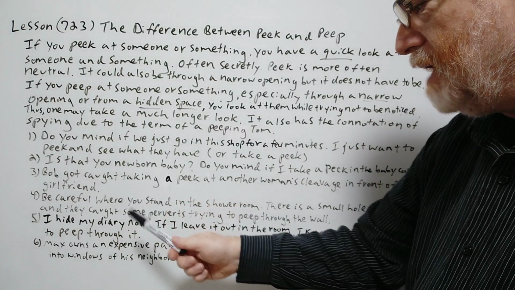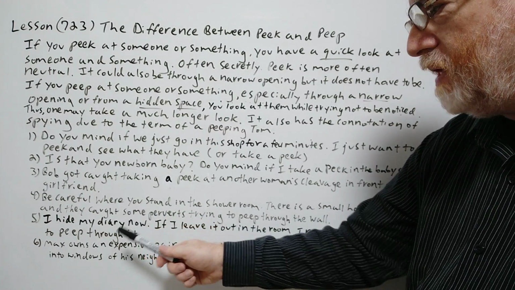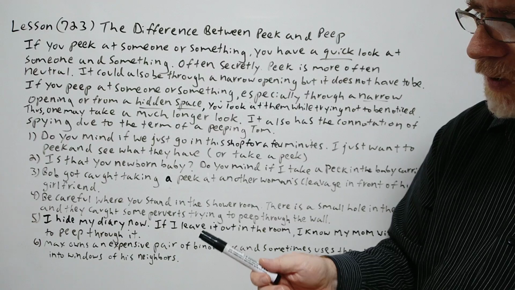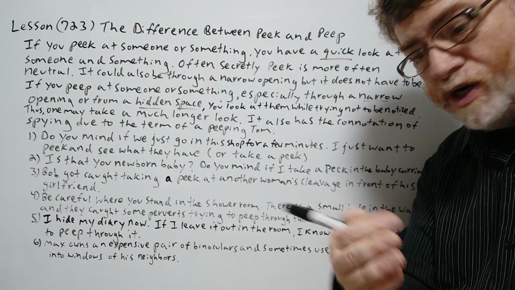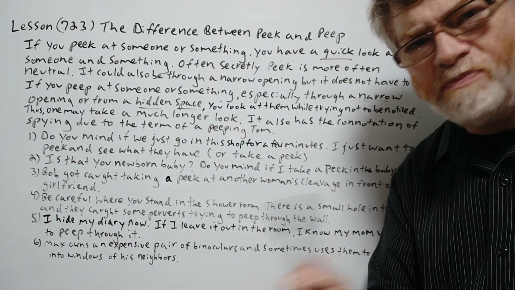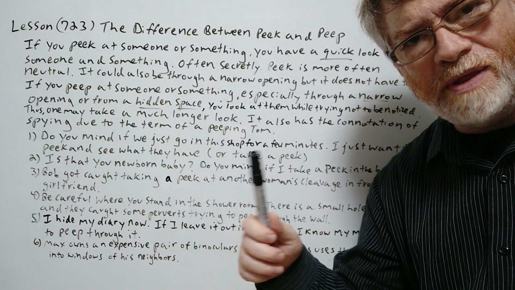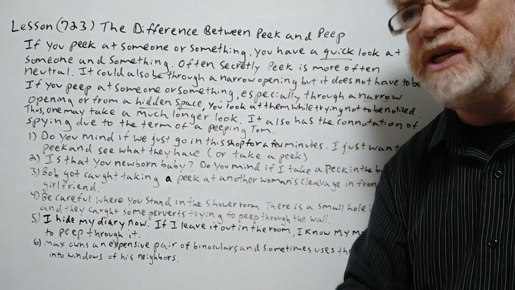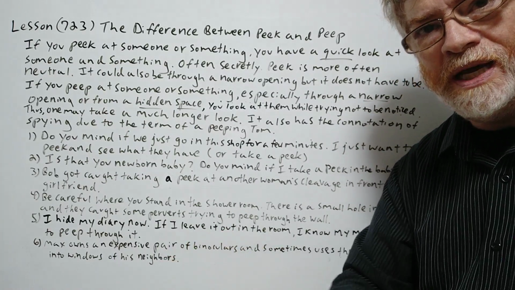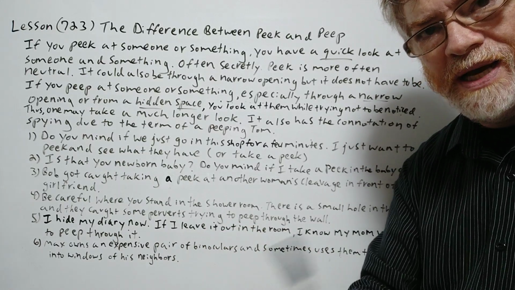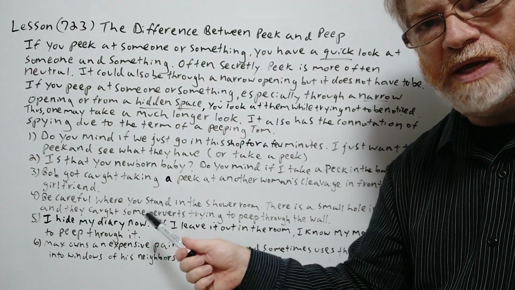Number 5: I hide my diary now. If I leave it out in the room, I know my mom will try to peep through it. There could be crossover here, although if you said peek, it would sound like the mother will just look very fast and then close it. That's probably not what's happening. So this one might be a little more likely to be peep. Now, the mother is not necessarily hiding, but she knows nobody is seeing her. She figures she has plenty of time to do it. She knows that she won't be noticed. She could just look at it as long as she wants. So we might actually use peep here.